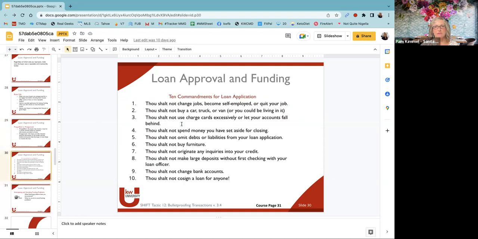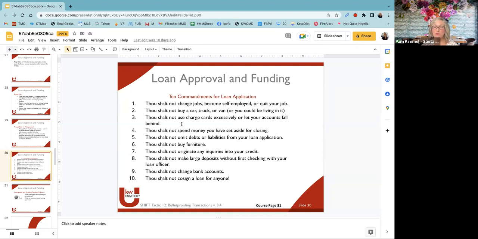The 10 commandments. I love this. And I wrote a note in my notes to add to your buyer presentation package, with some sort of humor, all the thou shalt nots: change jobs, become self-employed or quit your job, buy a car, truck, or a van, use your credit cards, spend money that you have set aside for closing, omit debts or liabilities from your loan application, buy new furniture.